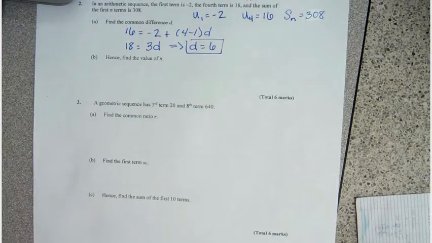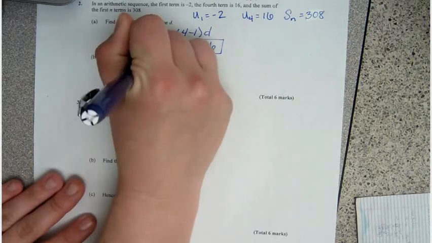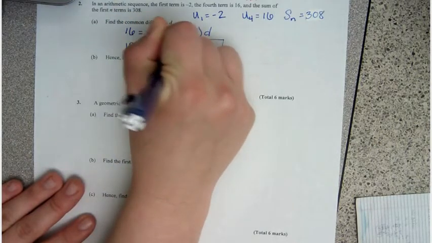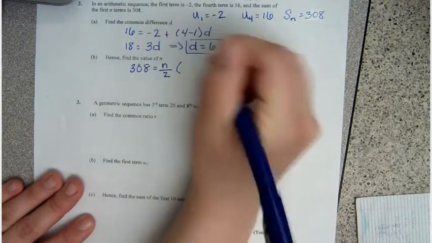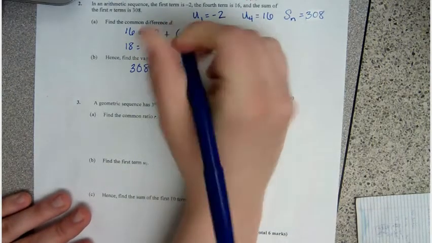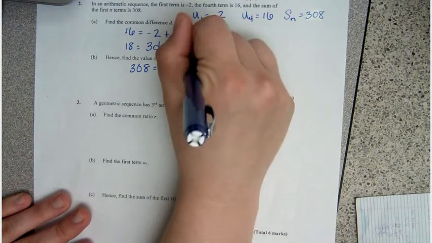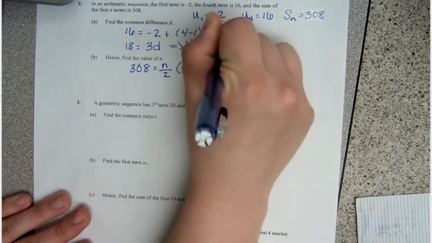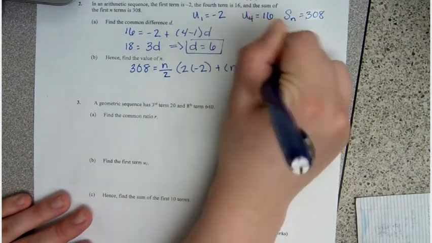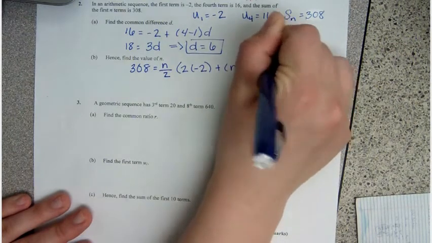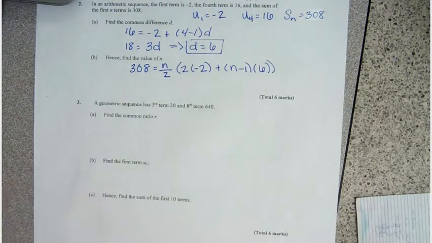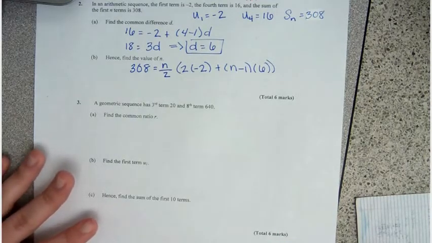Then in part B, it says to find the value of n. So now that we have the common difference and we have the sum of the first n terms, we can set the sum of our first n terms equal to the formula for the summation. So we have n over 2 times u1 plus n minus 1 times 6, which is my common difference. Now I only have n in my formula, so I can go ahead and simplify.